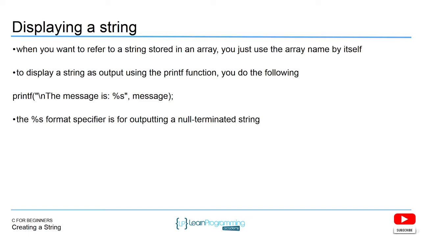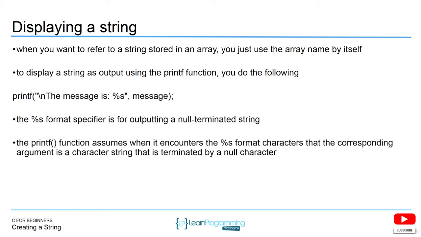So however you initialize the string, if you did it with no size and the null terminator was automatically added, or if you created it with a specific size and you added it, or if you added it explicitly, it doesn't matter. It just has to be null terminated. The printf function assumes, when it encounters the %s format specifier, that the corresponding argument is a character string that is terminated by a null character. That's what it expects, so it has to be that way.